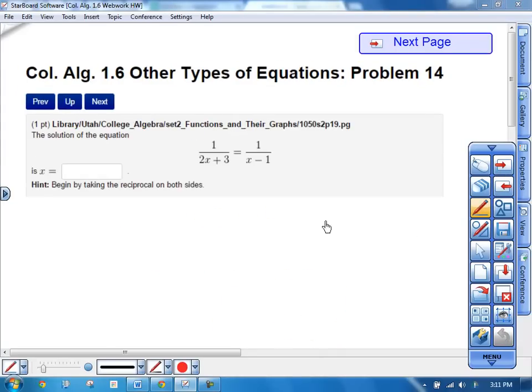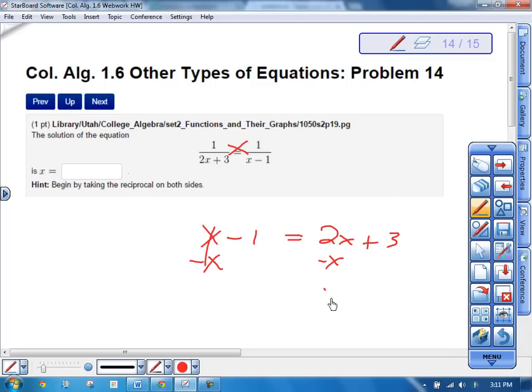Okay, the next one, you can actually cross multiply this one. You can clear fractions by multiplying through if you want, but just cross multiply. It's actually a little bit easier in this one because there's only 2 fractions. And then just solve this. So subtract x from both sides, get x. Subtract 3 from both sides, you get negative 4.